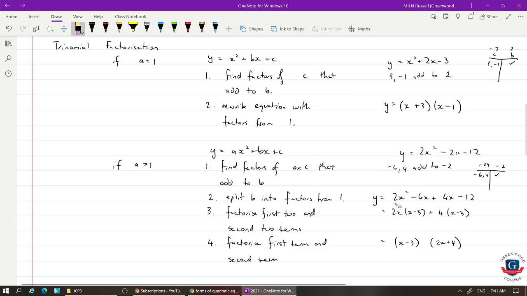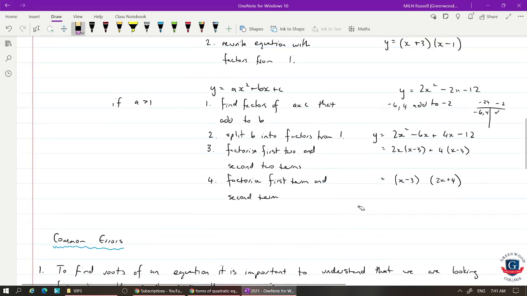Then what I do is I factorize the first 2 terms. I end up with 2x, x take 3, and I factorize the second 2 terms, 4 times x take 3. Then you'll see that these have a common x take 3, so we can factorize out again. Here's x take 3, and we end up with 2x plus 4 in the second bracket. Now we've fully factorized this expression up here.